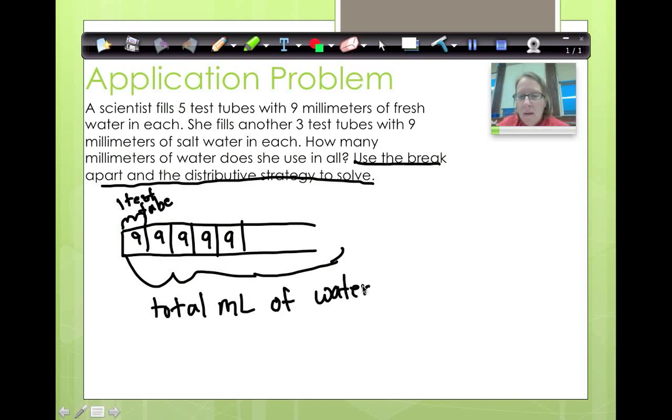Now, we're up to here. A scientist fills 5 test tubes with 9 millimeters of fresh water. Right there. So here's fresh.